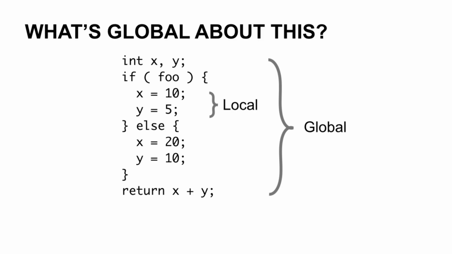Local means local to a block, like just the if part of the example here. So if foo, x equals 10, y equals 5. That one block, x equals 10, y equals 5, is a local region. The whole function, or actually even beyond that, is what is called global, anything that extends past a block.